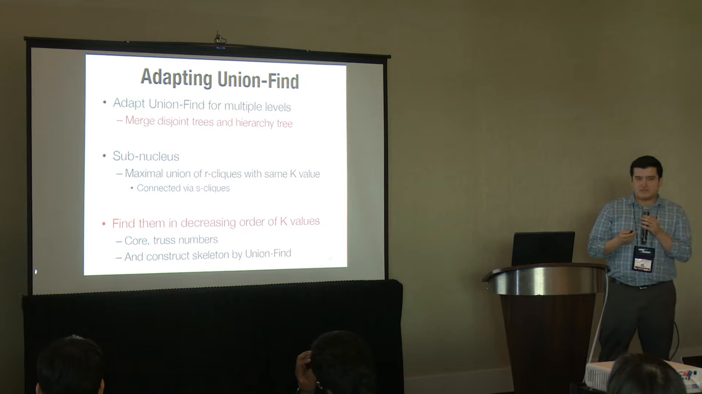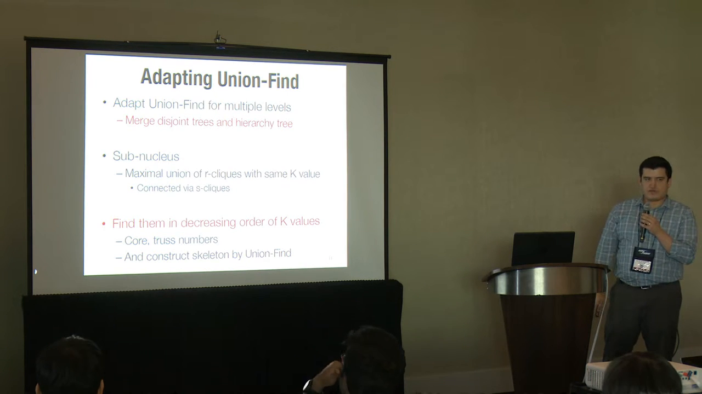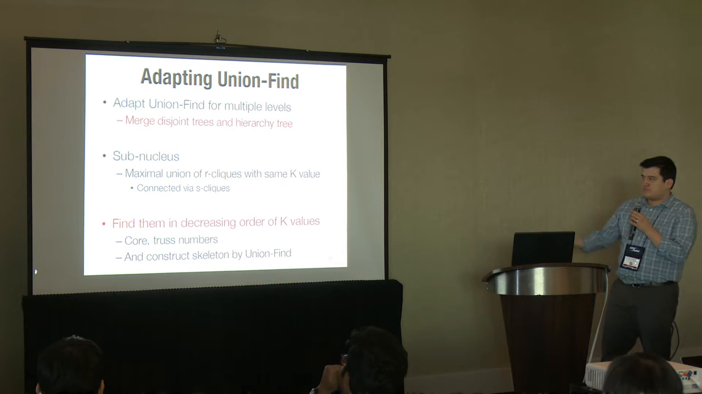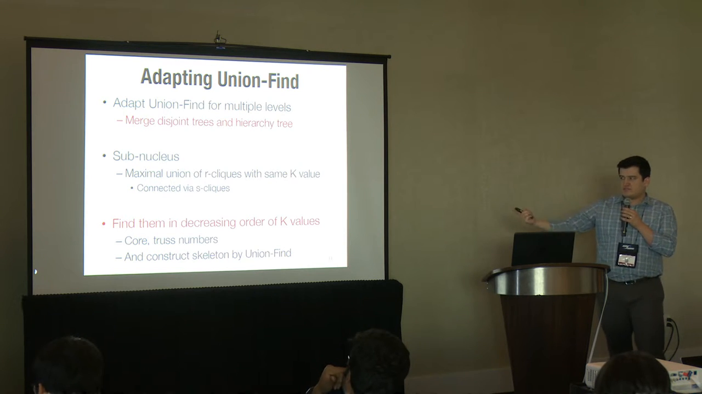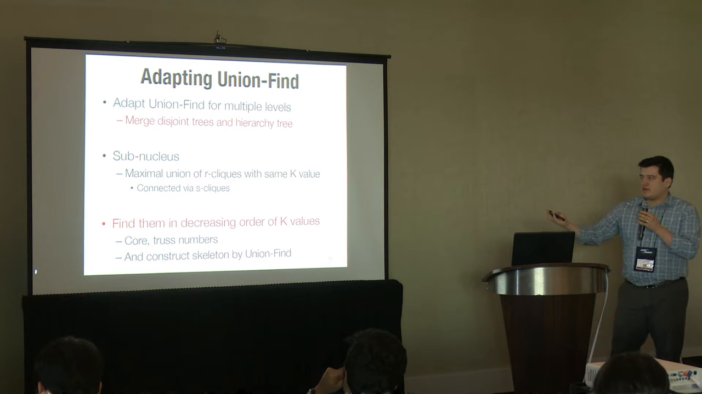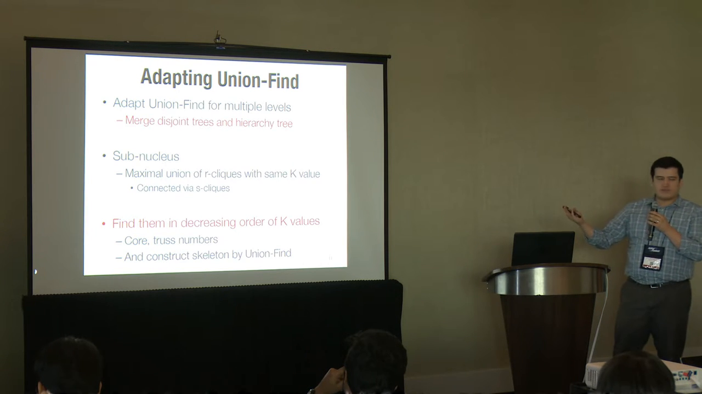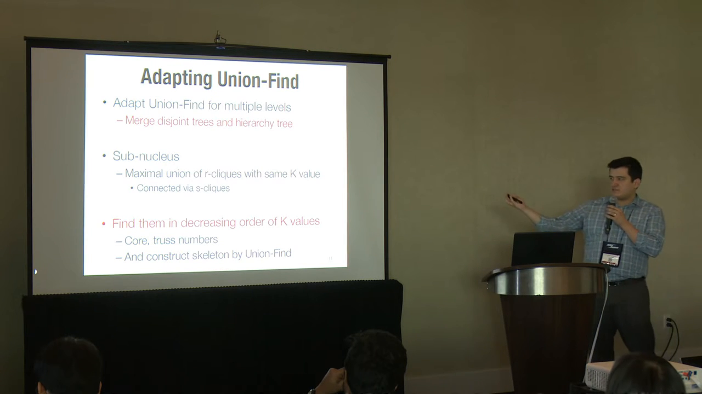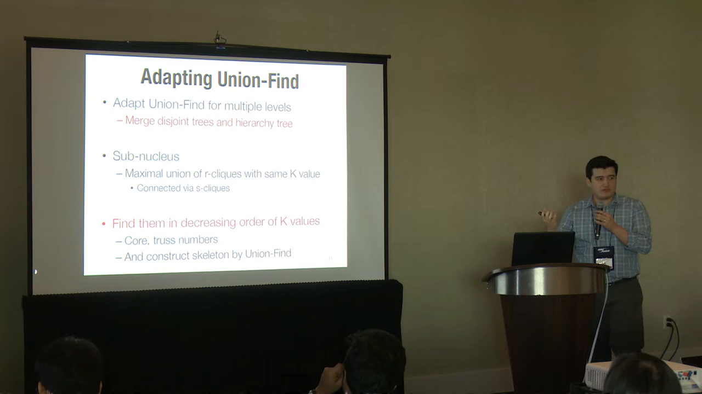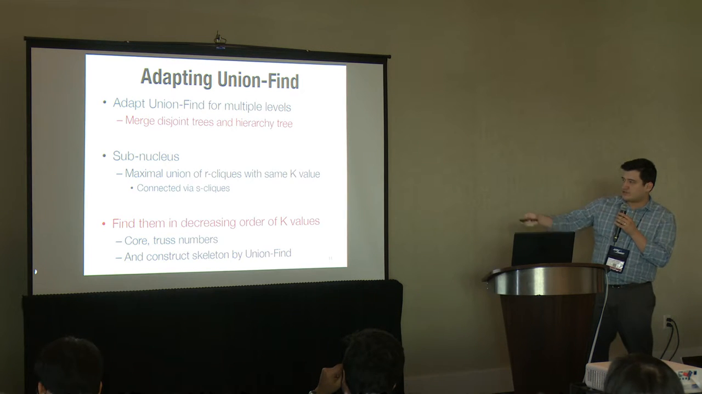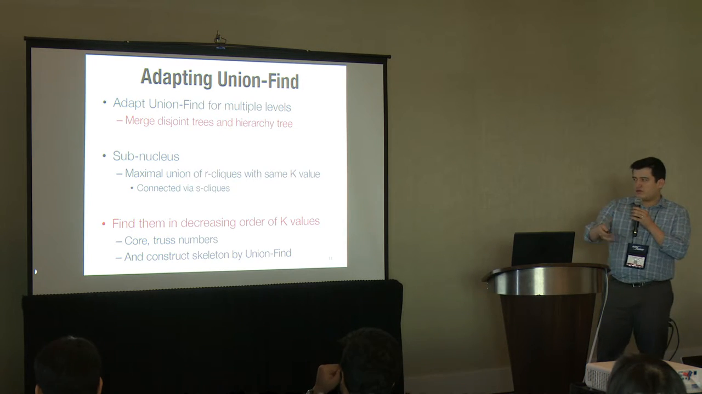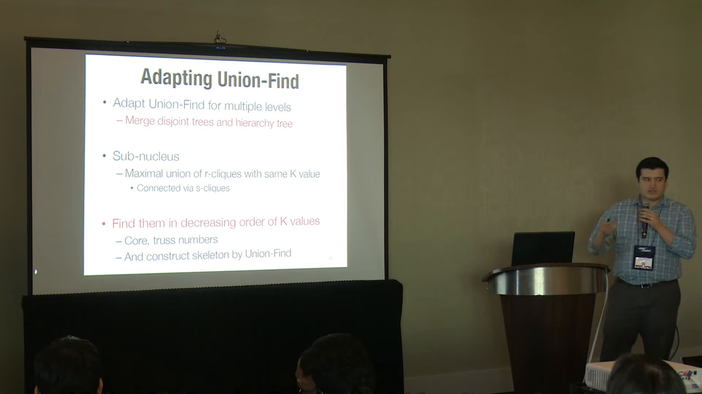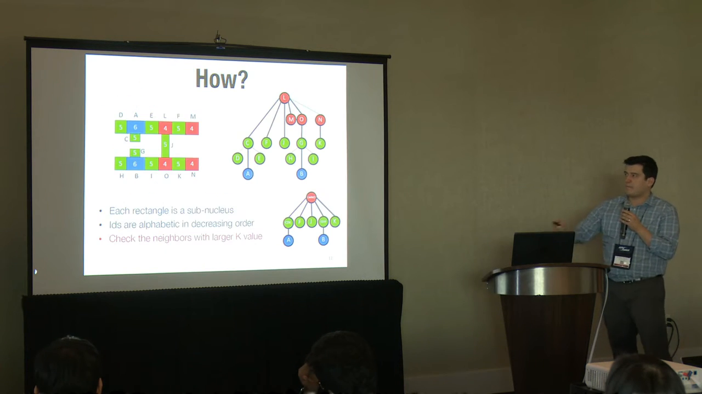So what we did is adapt the union-find algorithm for multiple levels, merge the disjoint trees, and have the hierarchy tree at the end. One important definition is the subnucleus. I think it has been introduced under different names for core decomposition as well. This is basically the maximal union of R-cliques with equal K value, and the connectivity constraint is also there by S-cliques. What we do is find those cores in decreasing order of their K values and construct a skeleton by union-find structure, which will easily let us reach the real hierarchy.